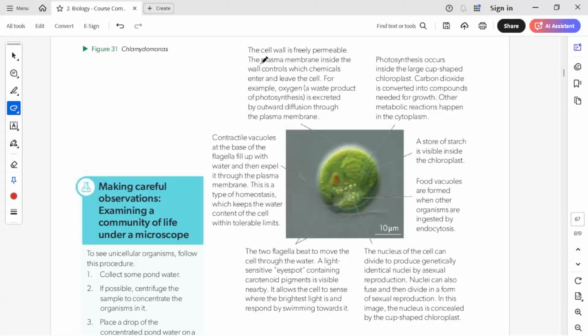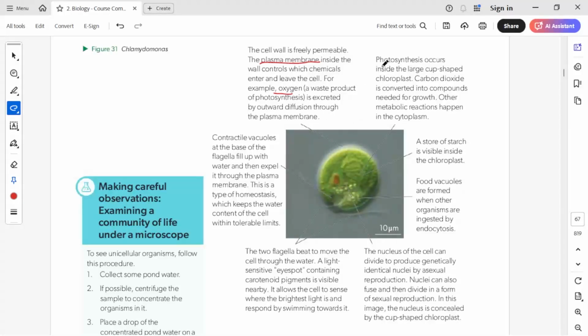But the plasma membrane is selectively permeable. It controls the chemical entry, what chemicals will enter and leave the cell. For example, oxygen can be allowed to enter, and whatever waste there is has to be excreted outside. So it is excreted outside through diffusion through the plasma membrane.